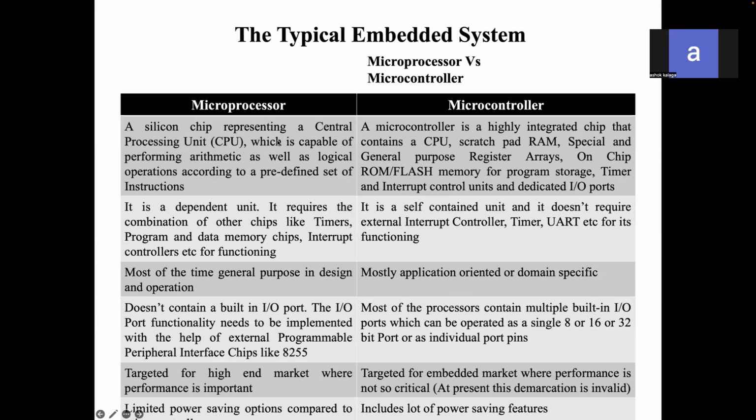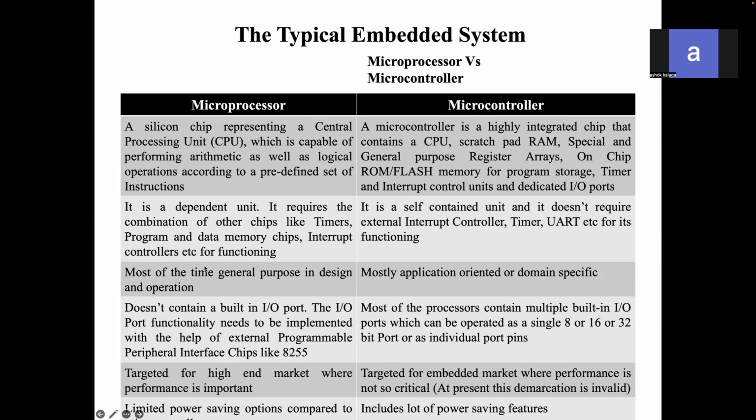So you know very well, the microprocessor is a CPU which is capable of performing arithmetic as well as logic operations. The microcontroller is a computer fabricated on a chip. The microprocessor is a dependent unit. It requires the combination of other chips like timers, program and data memory chips. After processing, we need to store the data in memory. That's why it requires memory. The microcontroller is a self-contained unit and doesn't require external devices. The microprocessor is mostly general purpose in design and operation, while the microcontroller is mostly application oriented.